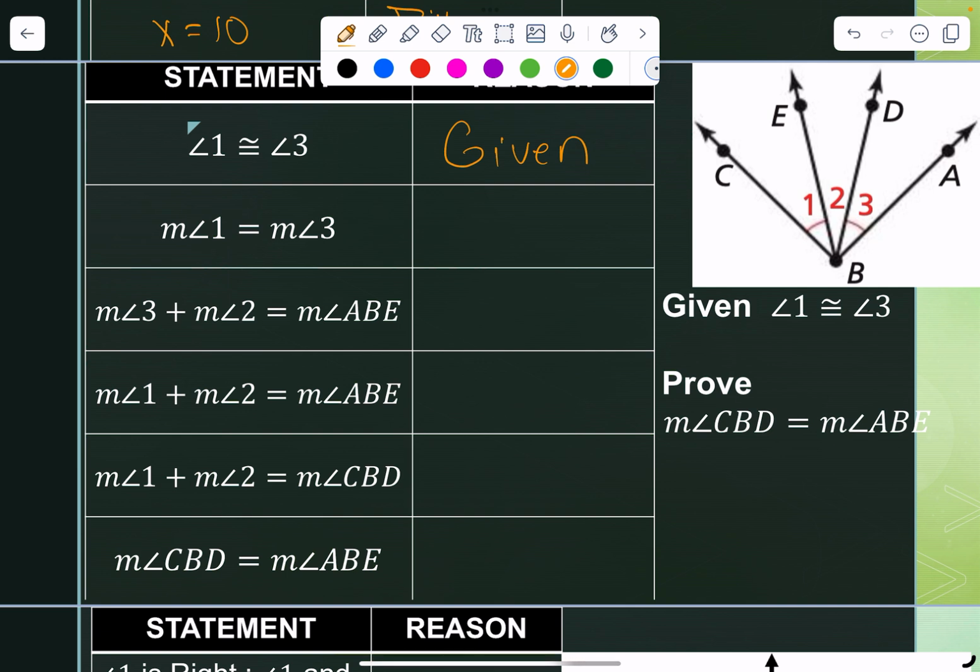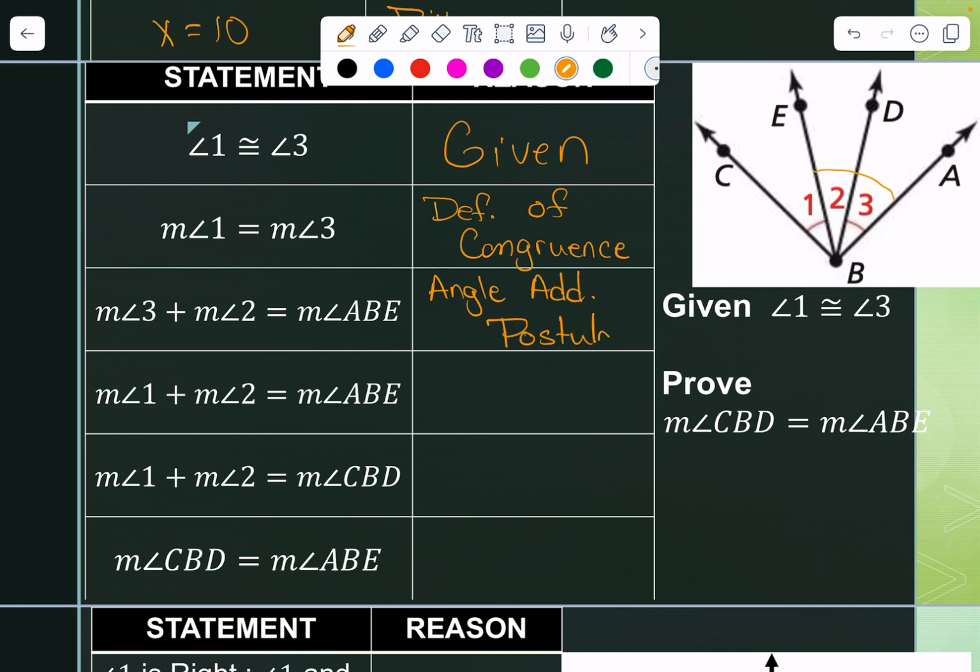All right, let's try this next one here. Starting off, angle 1 is congruent to angle 3. That is given. Then they tell me that measure of angle 1 is equal to the measure of angle 3. That is by our definition of congruence. Then if we look at this, they tell me that measure of angle 3 plus the measure of angle 2, that is equal to the measure of angle ABE, and that is by angle addition.